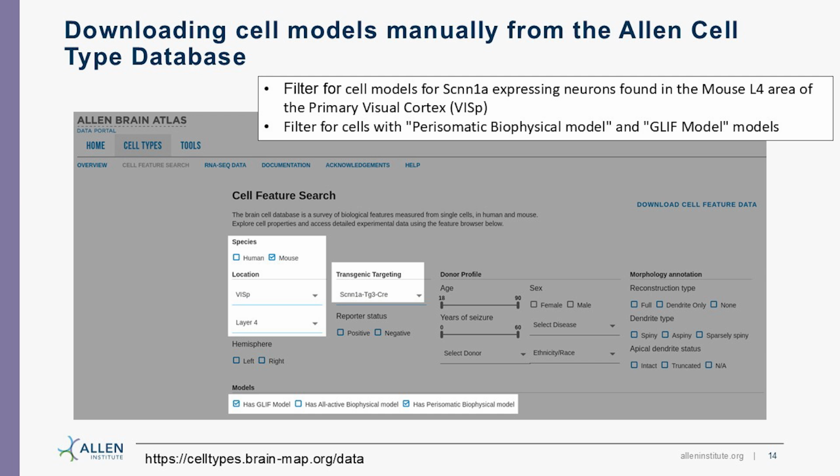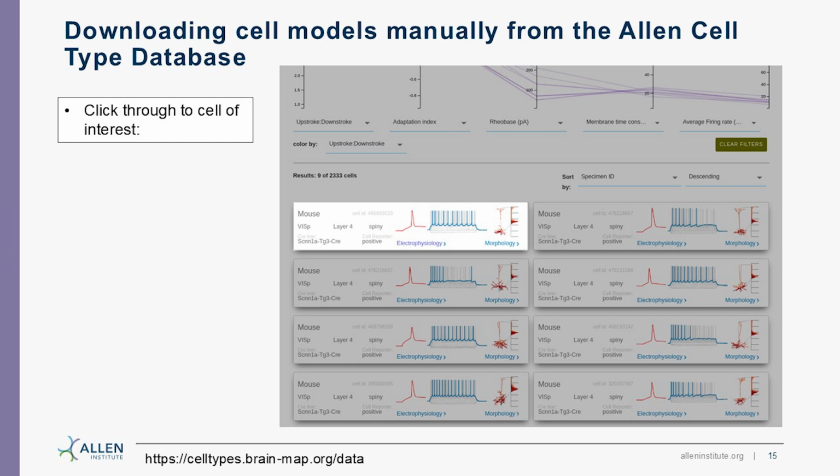Here I selected GLIF model and perisomatic model, as I mentioned, will be mostly the ones that we use for these tutorials, but we also have all active dendritic models. For the perisomatic models, only the soma is active, so you have passive dendrites. And once you have selected these and filtered through the cell types that you want and the model types, you will see this kind of panel.